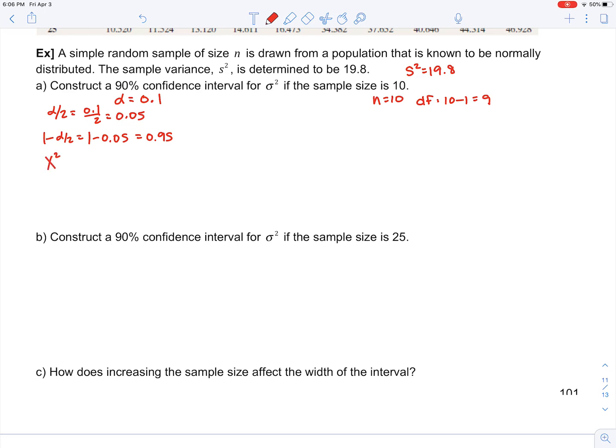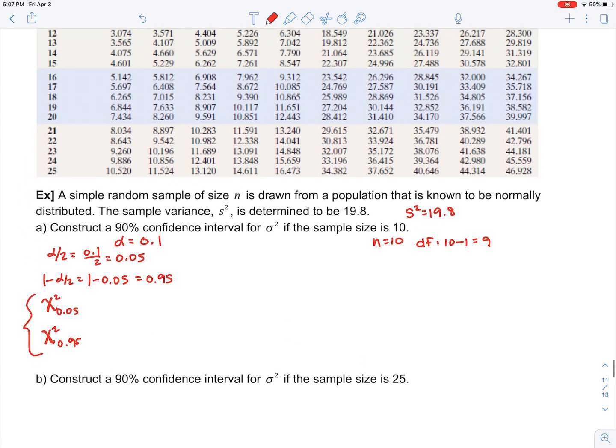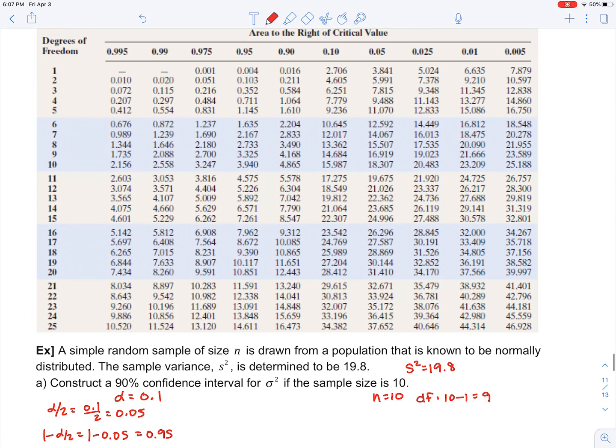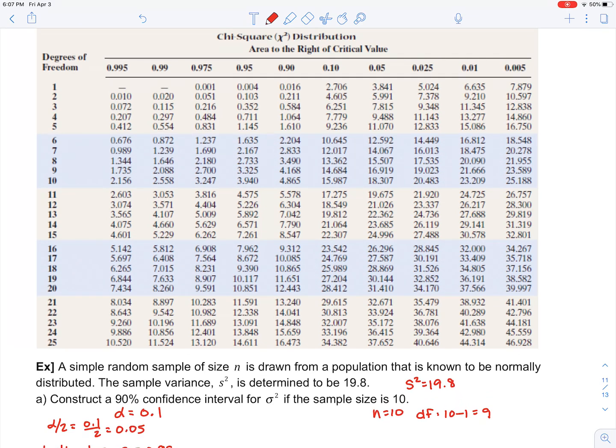So we need to find two chi-square values, chi-square sub 0.05 and chi-square sub 0.95. This is just the Greek letter chi. It looks like a fancy X. I know it looks like chi, but it's pronounced chi. So both of these values will be found from the table using 9 degrees of freedom. So let's scroll back up to our table and see if we can find these.